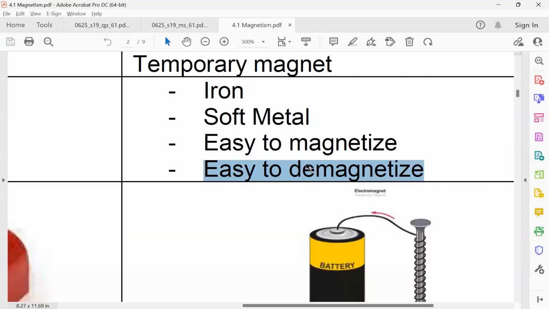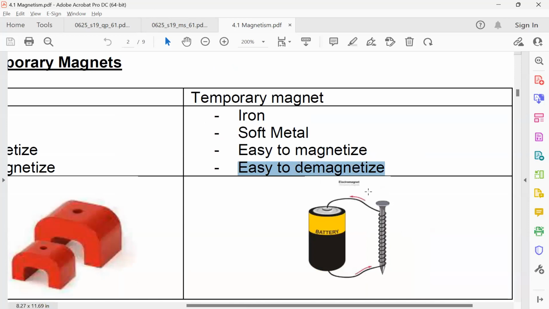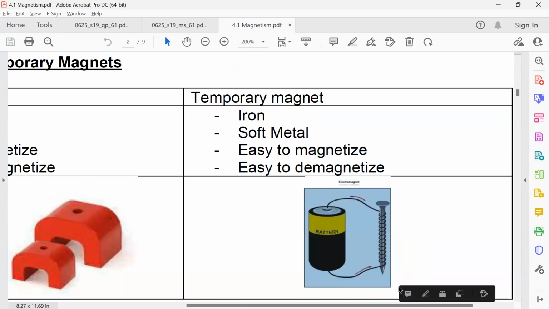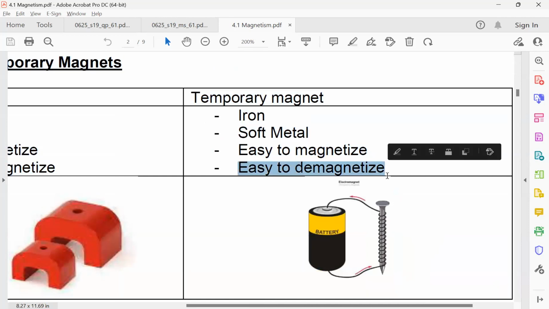100%. So why must it be made of iron? This thing must be made of iron because iron is considered a soft metal. Easy to magnetize: as soon as I flow current into it, it's straight away magnetized. Easy to demagnetize: as soon as I cut the current, it demagnetizes. Okay, this is a concept.